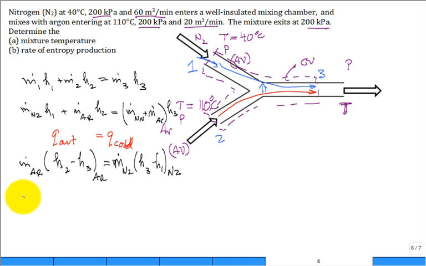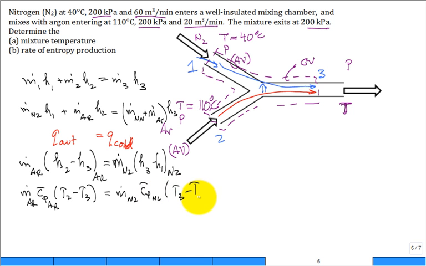So I could also write this as the mass flow rate of the argon times the specific heat at constant pressure, T2 minus T3. And notice, we have the same outlet temperature of the mixture, so it doesn't make sense to say T3 of the argon and T3 of the nitrogen. They're the same temperature. All right. Equal to the mass flow rate of the nitrogen times the specific heat at constant pressure of the nitrogen, T3 minus T1, right?